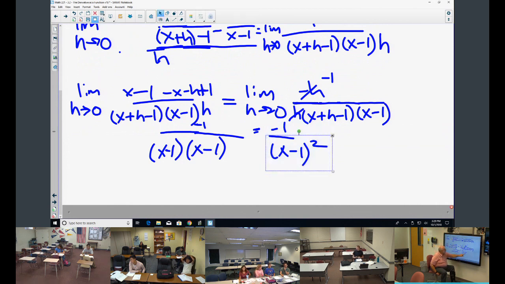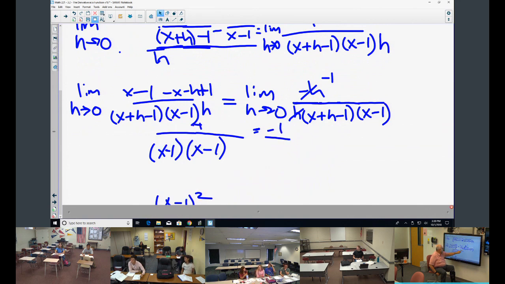Negative 1. Let's see. No, no. So negative 1 over h minus 1 squared.